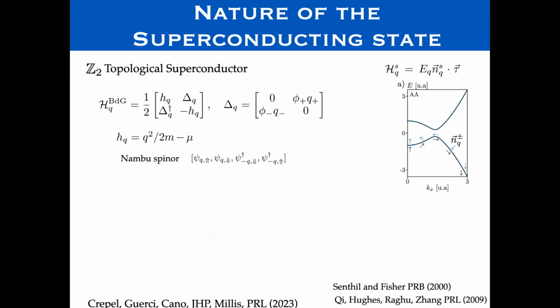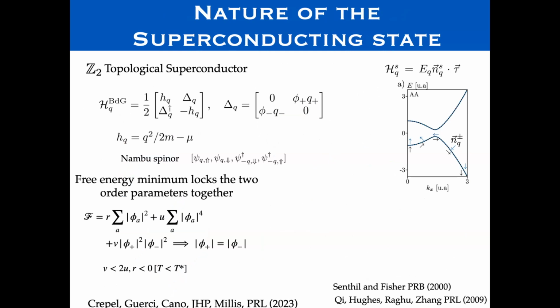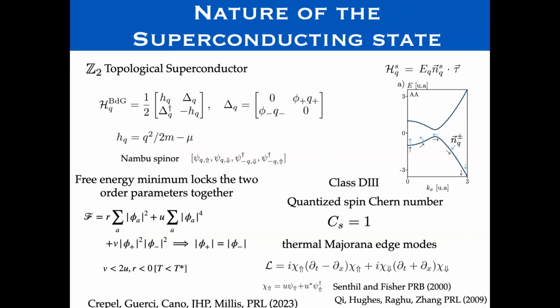If you now look at that superconducting state, what you see is there's a gap in the BdG spectrum. It has a non-trivial spin texture. And if you do the Landau theory on this, it locks these two phi plus phi minus together. And as a result, what you find is that this is a topological superconducting state with a Z2 index. There's a quantized spin Chern number and thermal Majorana edge modes in this ground state.